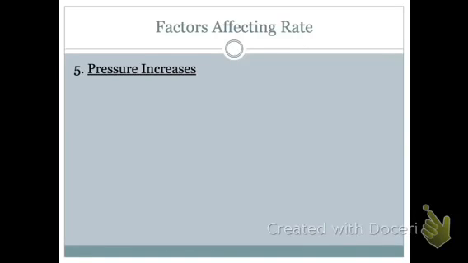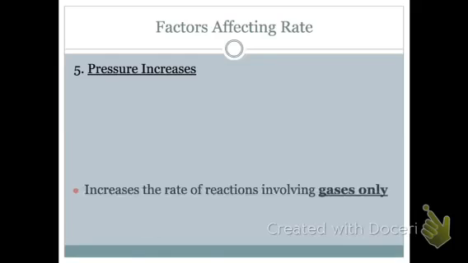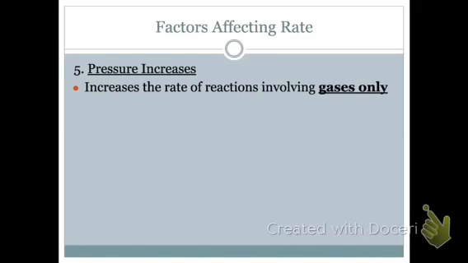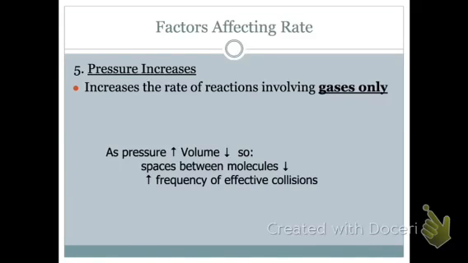The 5th way to increase reaction rate is to increase pressure. It increases the rate of reactions involving gases only. Now that's important. Remember that you're dealing with gases only. As pressure increases, the volume decreases, so the spaces between the molecules decrease, and there is an increased frequency of effective collisions. Now the reason this only works for gases is that gases are the only state of matter that are compressible. So it's not going to matter if you increase the air pressure around a solid or liquid. It's only going to deal with gases.